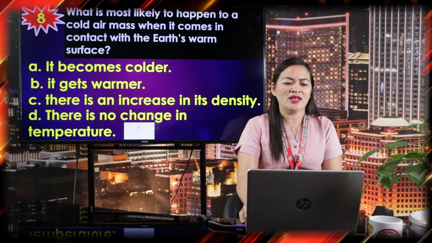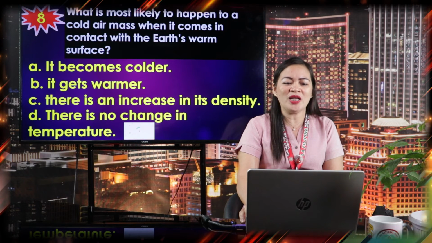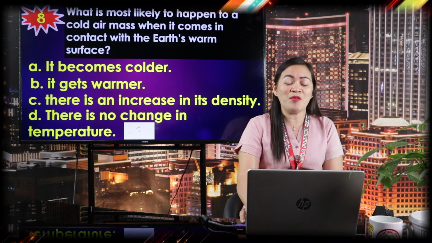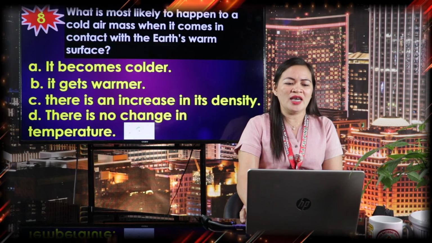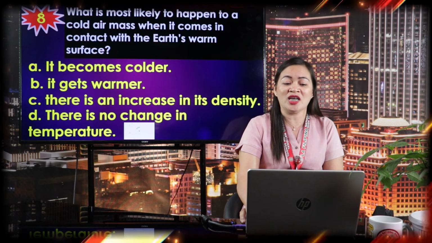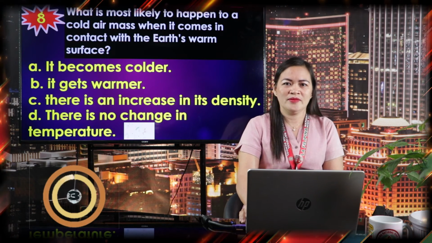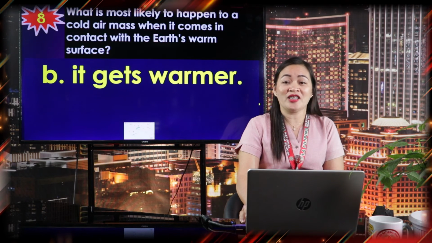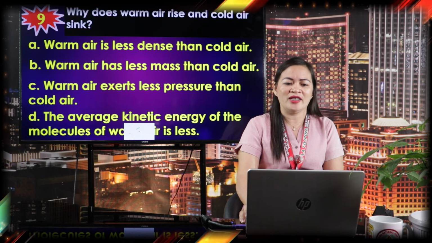Question number 8. What is most likely to happen to a cold air mass when it comes in contact with the Earth's warm surface? A. It becomes cooler. B. It gets warmer. C. There is an increase in its density. And D. There is no change in temperature. Okay, the answer is letter B. It gets warmer.